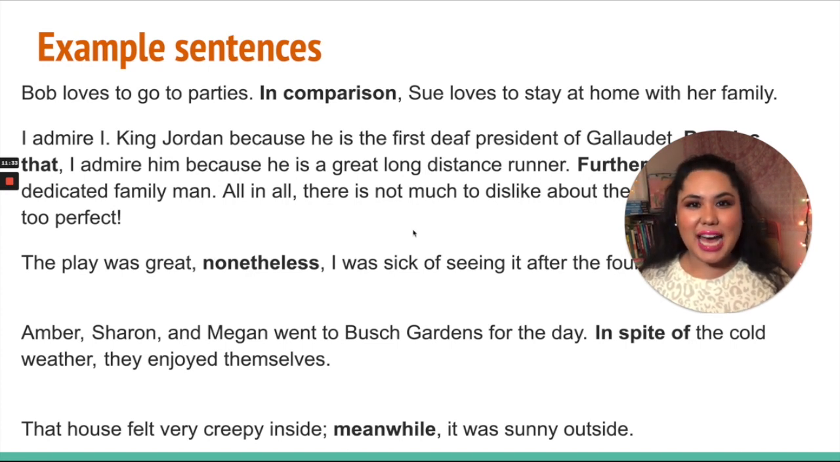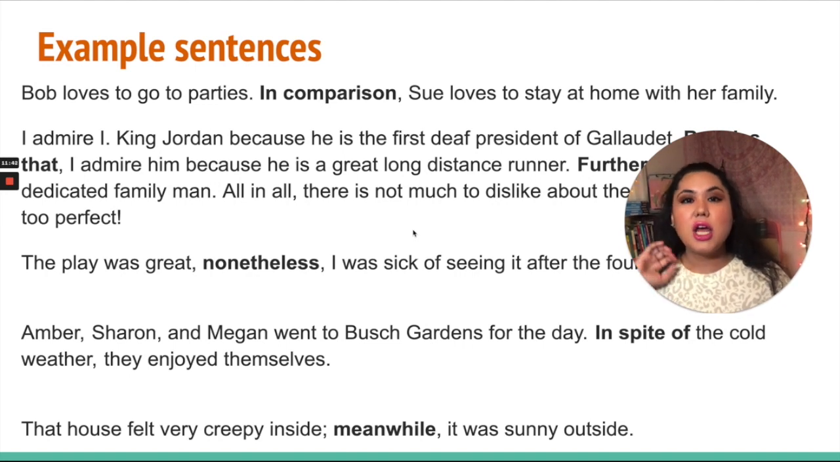So let's look at the last one. That house felt very creepy inside. Meanwhile, it was sunny outside. So this is a contrast again, right? Creepy inside, but it was sunny outside. So that's a contrast. See how much richer the sentence sounds with meanwhile instead of just constantly using but?